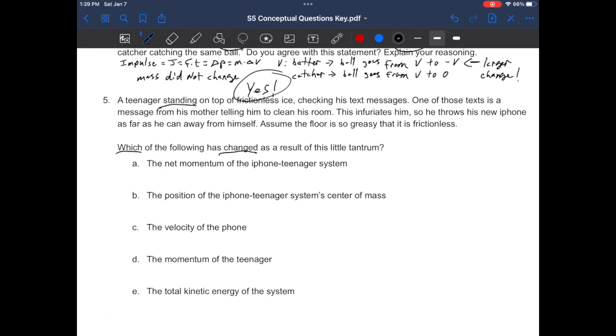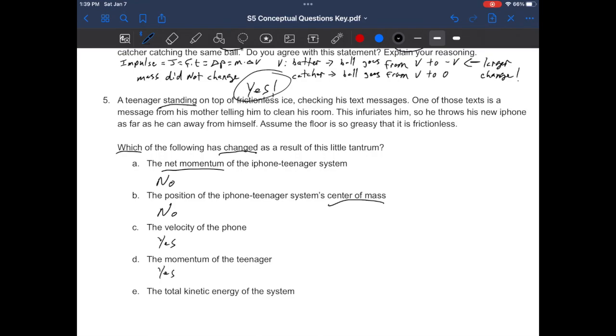Which of the following has changed? The net momentum. Did the net momentum change? No, because there are no unbalanced external forces, so the net momentum did not change. The position of the iPhone-teenager system's center of mass. Were there any unbalanced external forces? No, so the center of mass isn't going to change.